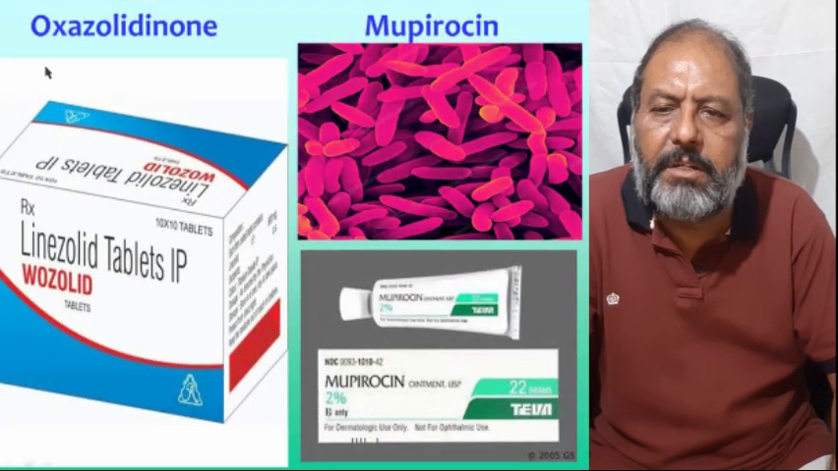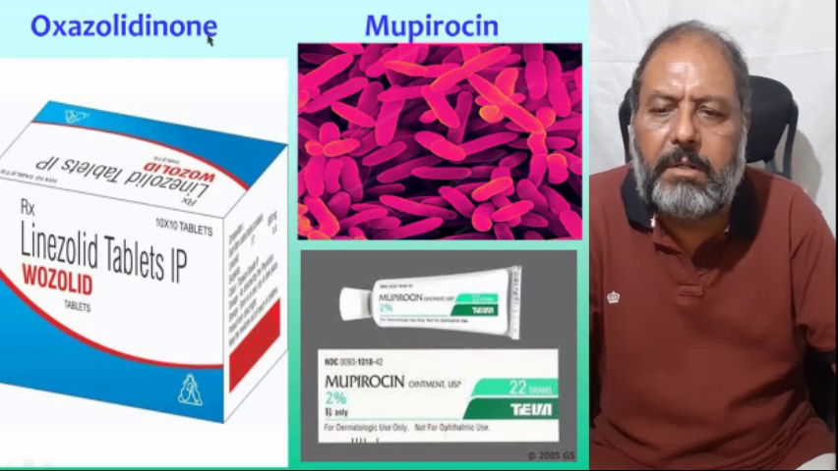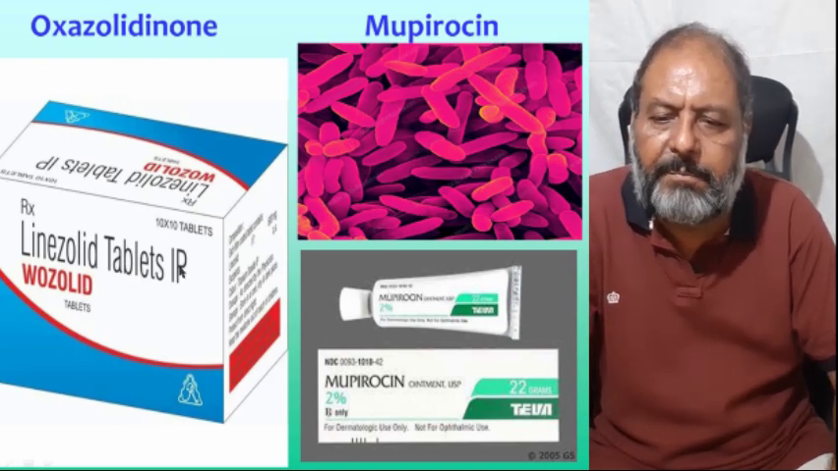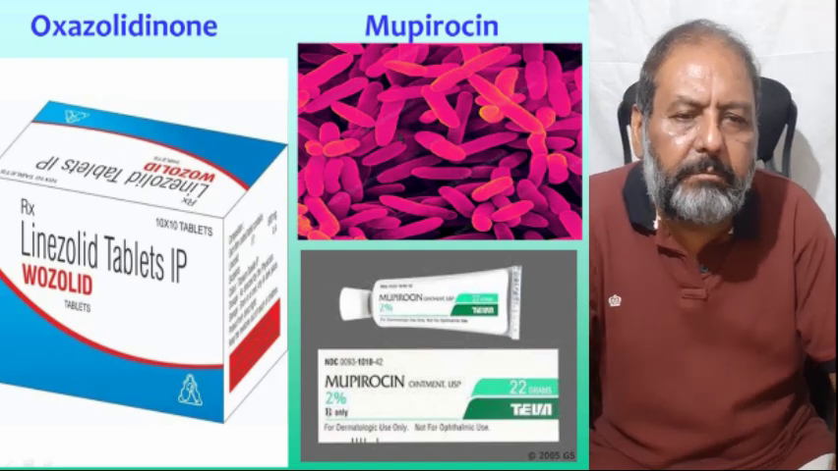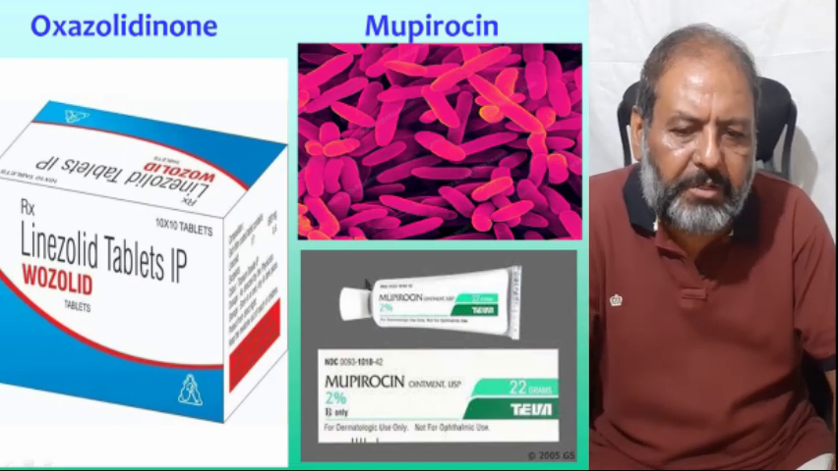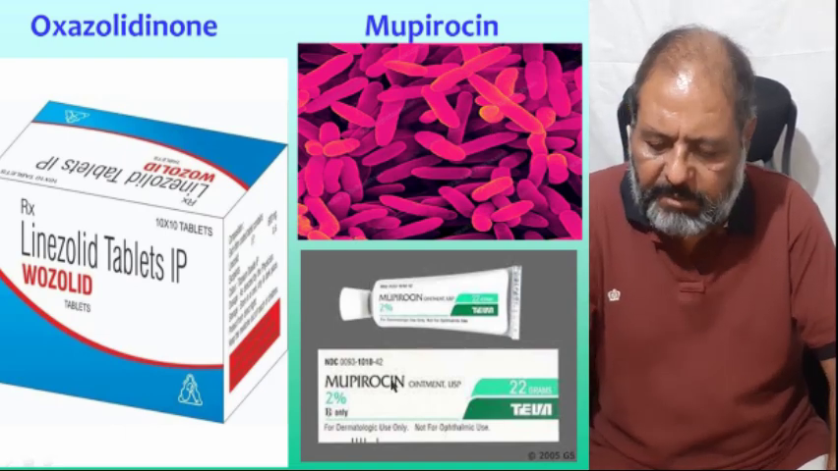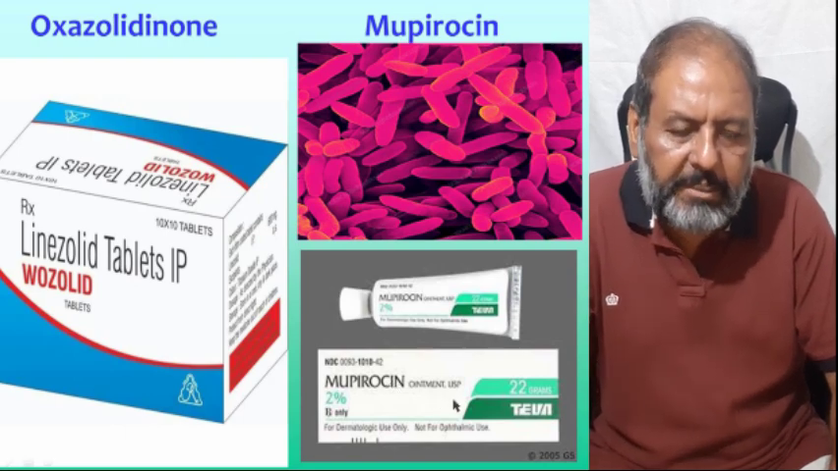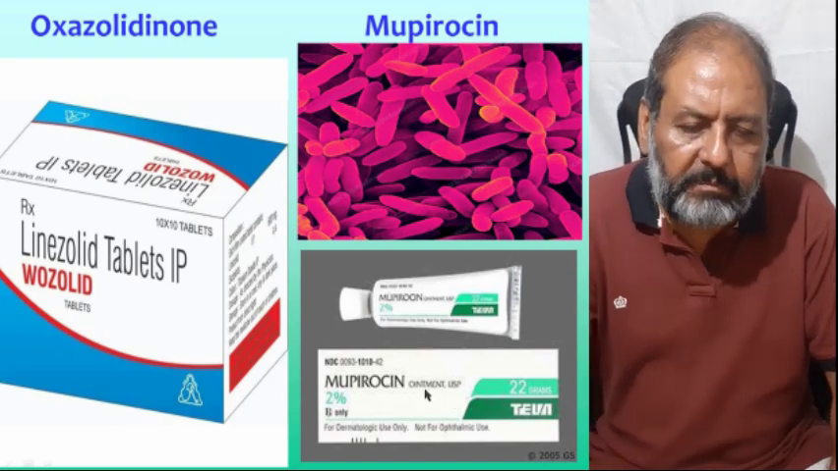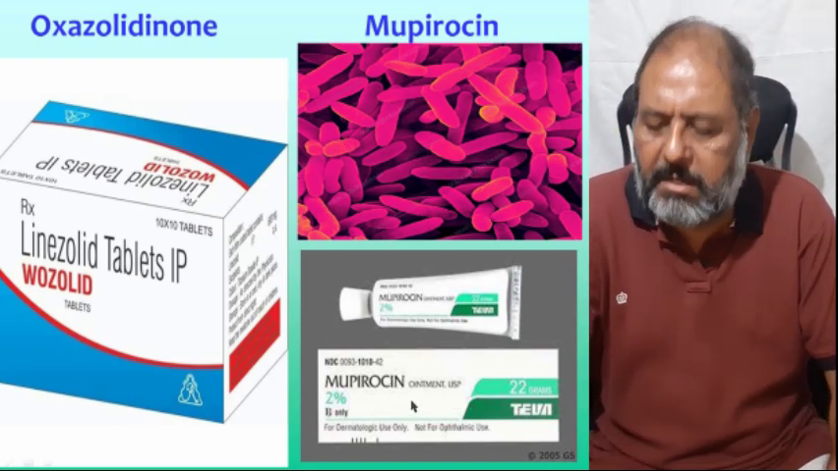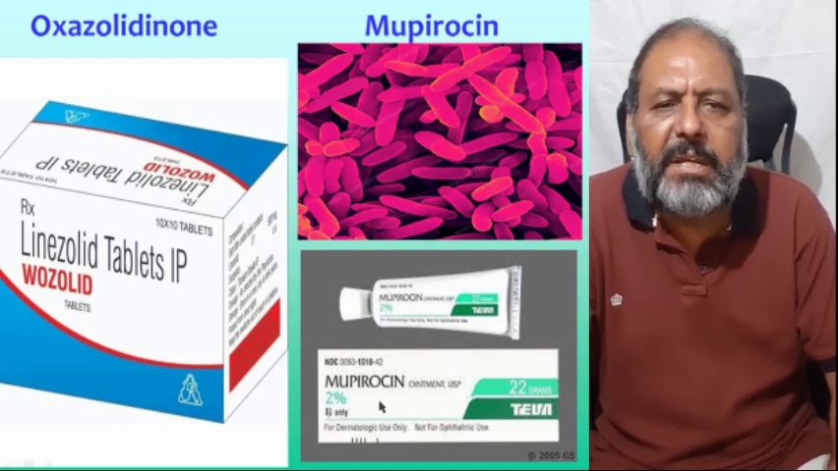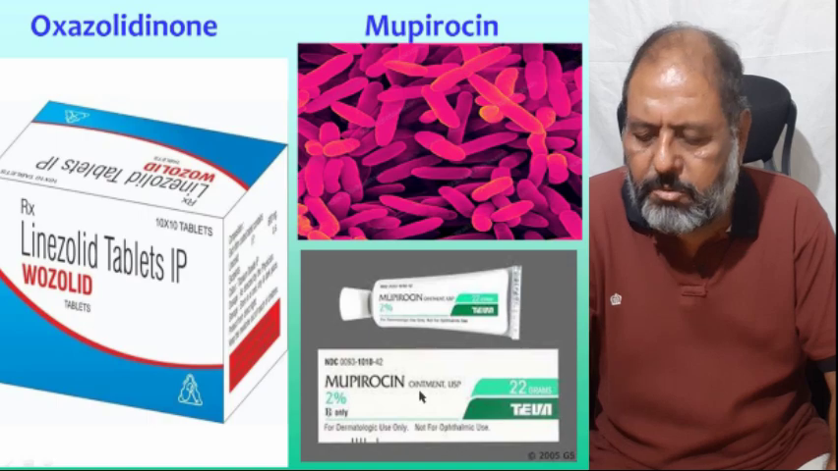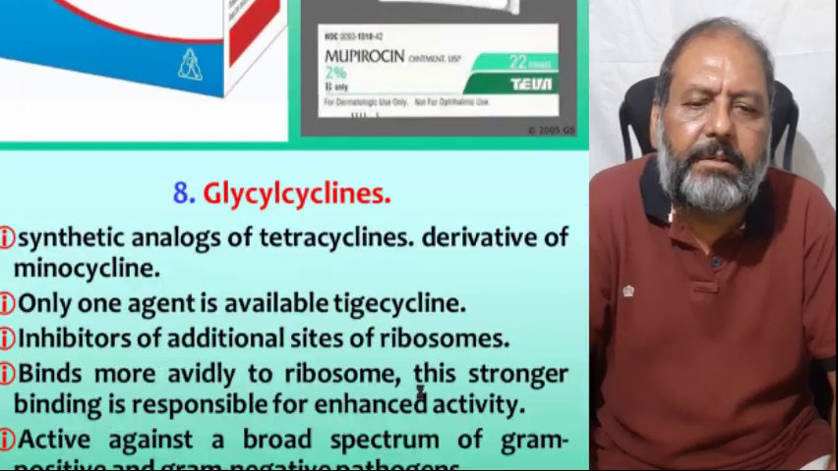Here one can see oxazolidinone in the form of linezolid tablets, and here the mupirocin, the bacteria which produce it, and it is available as ointment. It is used very effectively for the nasal carrier of Staph aureus, applied in the nose to get rid of these carriers.